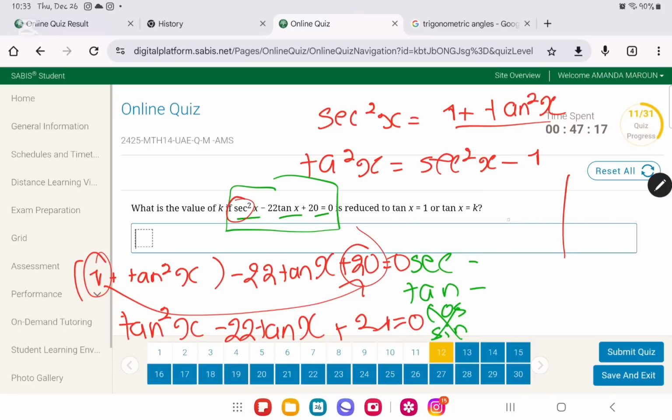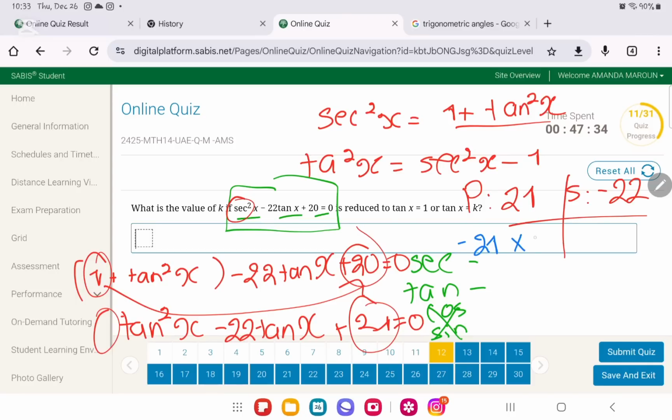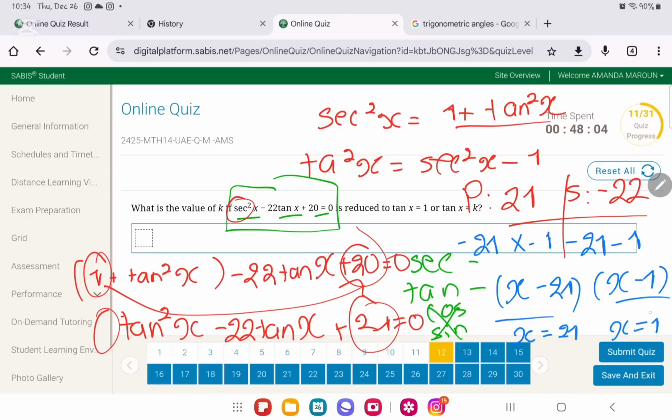And very simply, we can apply the product sum method. We have a product of 21 and a sum of minus 22. So what two numbers could it be? It could be minus 21 times minus 1. So minus 21 times minus 1 gives us a product of 21. And then minus 21 minus 1 gives us a sum of minus 22. That means, in other terms, we will get our answer to be x minus 21 and then x minus 1. But this is not our final answer. We need to solve it. So then it becomes x is equal to 21, and then x is equal to 1.